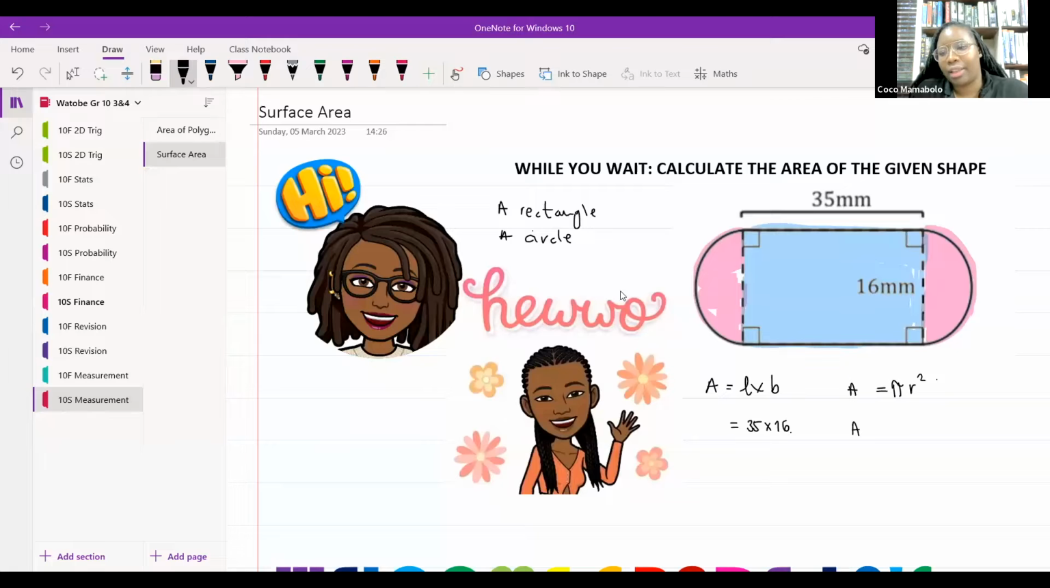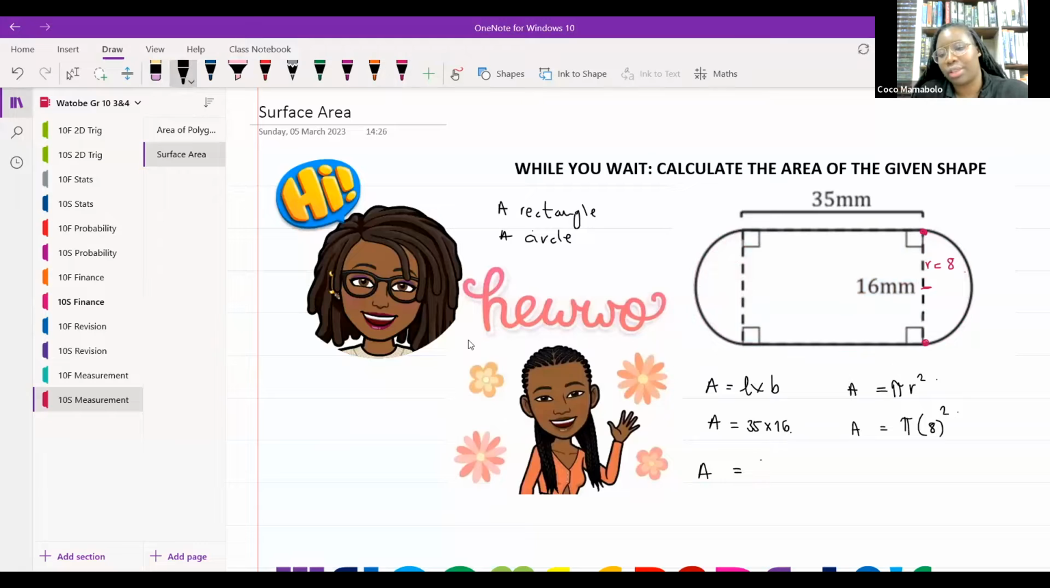And for the area of my circle, first I'm going to have to find the radius because I don't have the radius as yet. But I know that the distance from here to there is my diameter, which is 16. Therefore, my radius is equal to 8. So I'm going to go pi times 8 all squared. And because we're calculating the area of these two together, I'm going to add the answers together.